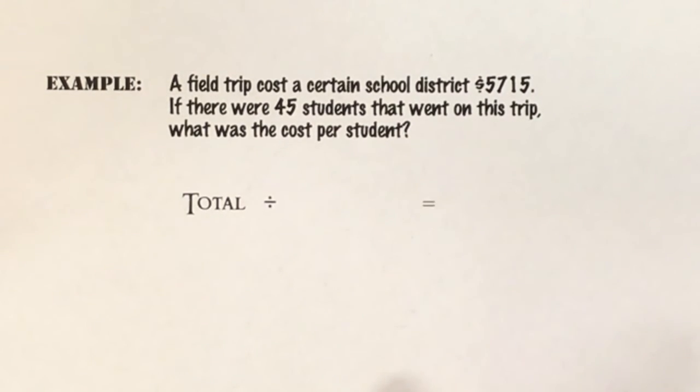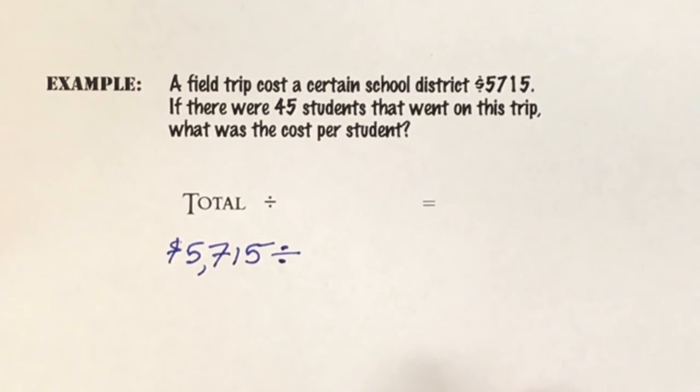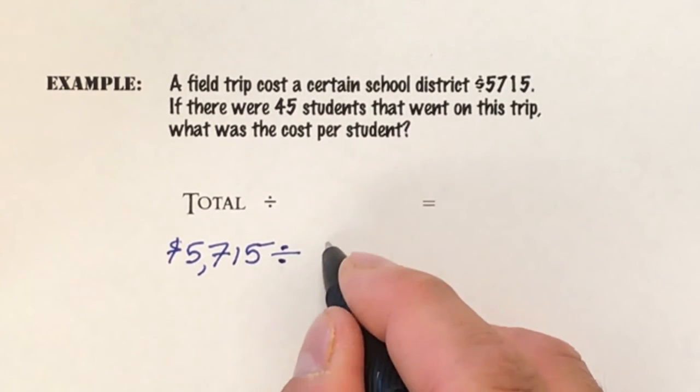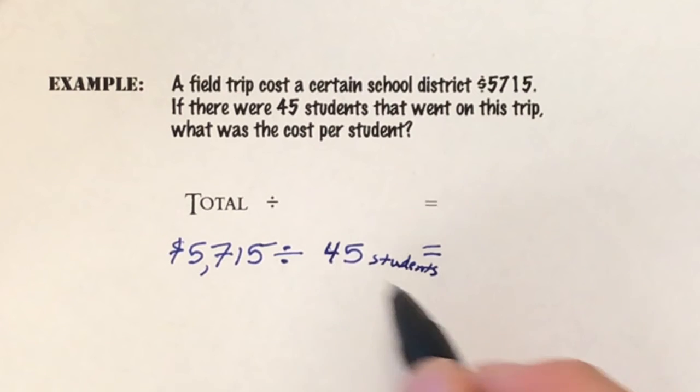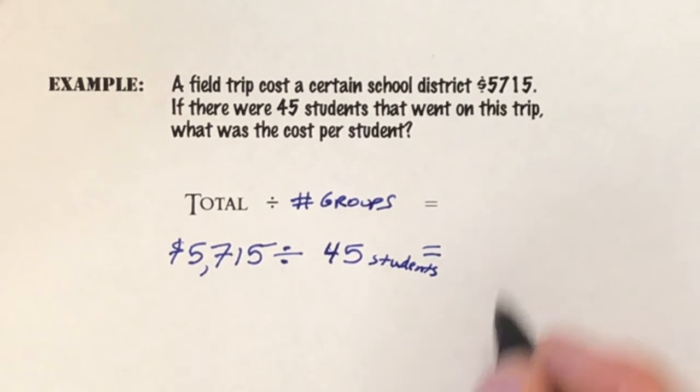Okay. $5,715, that is the total cost for the district. So obviously you should know at this point that with this 45, you're dividing by 45. But the question is, 45 students, is that the number of groups or the group size? If you said number of groups, you are correct. So, total divided by the number of groups is going to give you the group size.